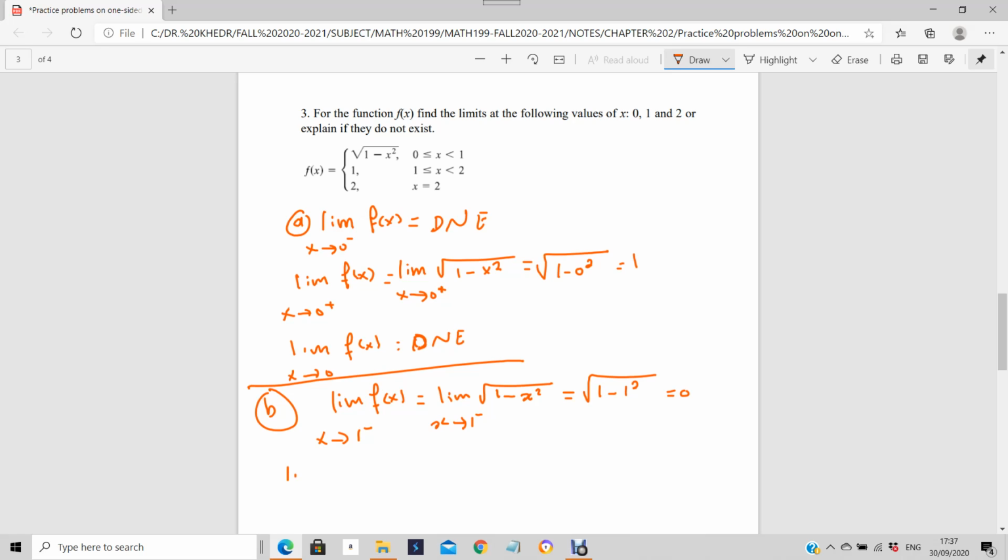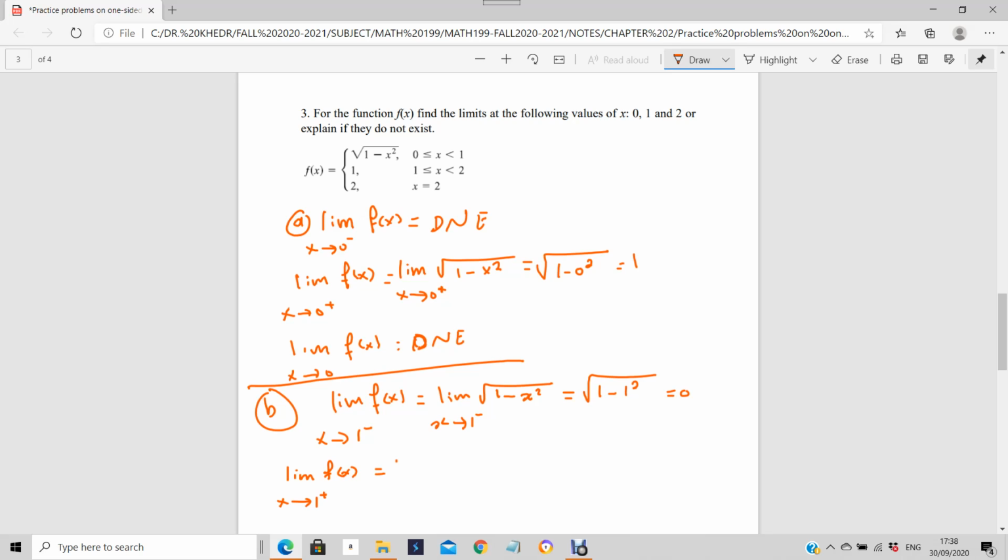Now we will find the right side limit. Limit of f of x as x goes to 1 from the right side. From the right side means we are talking about x greater than 1. So when x is greater than 1, we cannot use the first relation, f of x equals square root of 1 minus x squared. We cannot use it because this is valid for values of x less than 1. Here we are talking about values of x greater than 1 and less than 2, very close to 1. So we have to follow the relation in the middle. So the value of the function, f of x, will be 1.